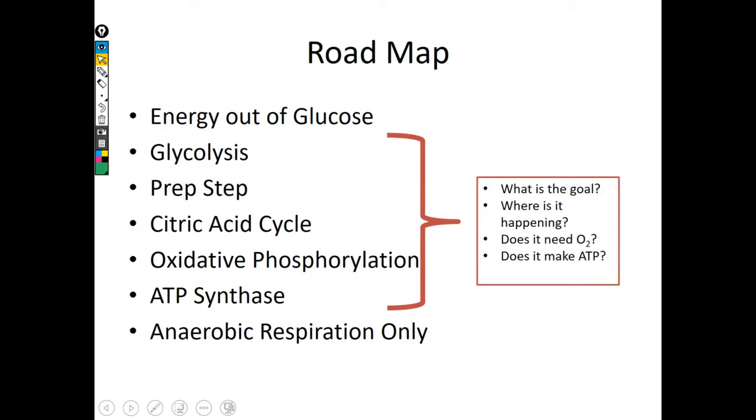Lastly, we're just going to end up very shortly looking at the difference between what's called aerobic and anaerobic respiration, respiration with and without oxygen. It's going to be very short because you're going to find that not a lot happens when oxygen isn't around.